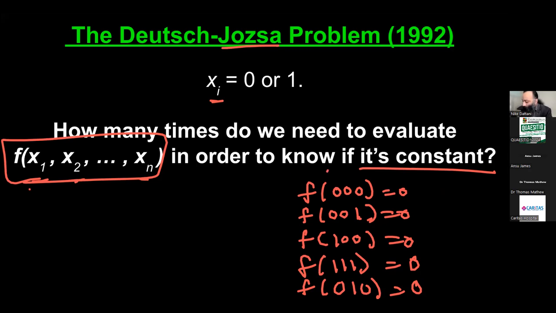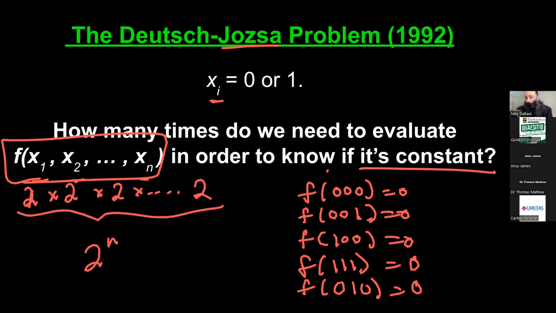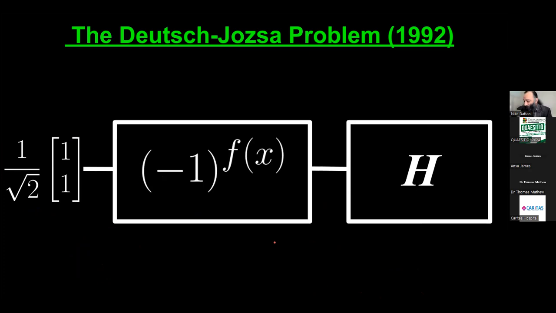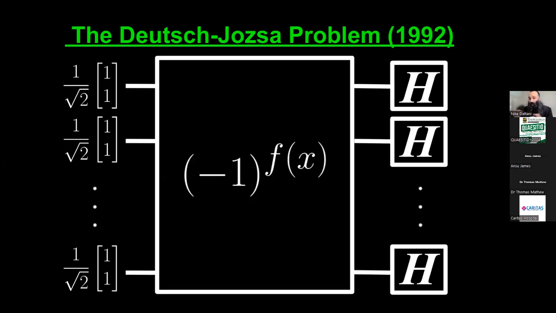So that means we have to check. This could be a zero or a one. This has two possibilities. This has two possibilities. This has two possibilities. You have to check 2 to the power n different possibilities. You have to evaluate the function all of these times in order to know whether or not the function is a constant. Now you're going to see the power of the quantum computer. So the quantum computer only needs to evaluate this function one time in order to know whether or not the function is constant. Only one time, okay? And the reason for that, this was the circuit for the Deutsch algorithm, the solution to the Deutsch problem.